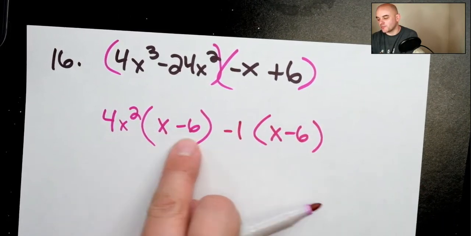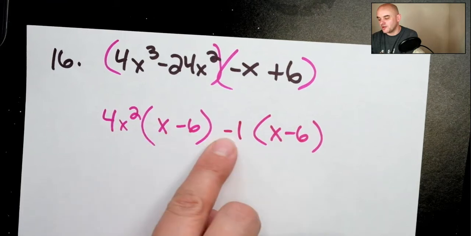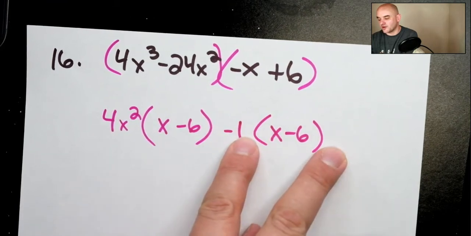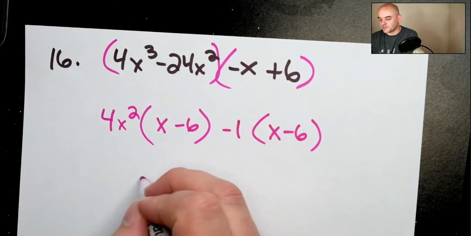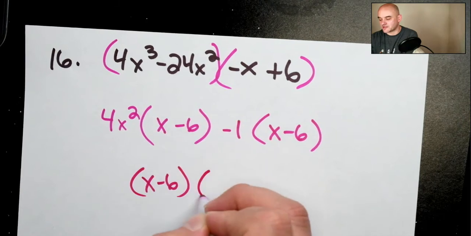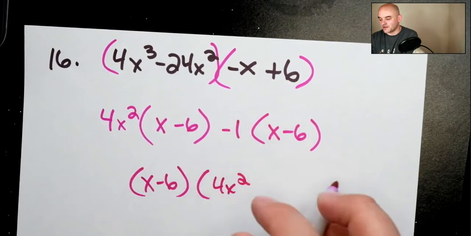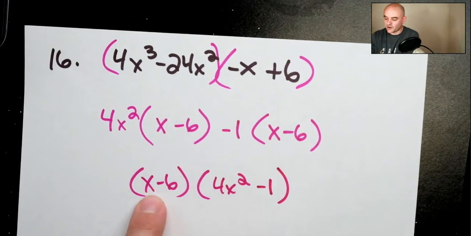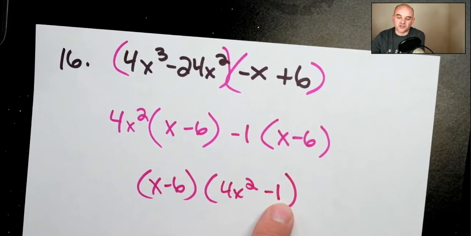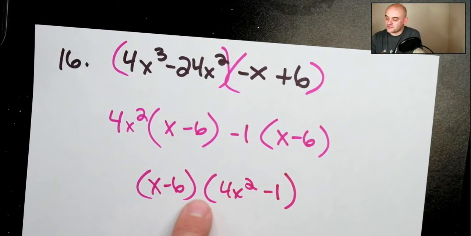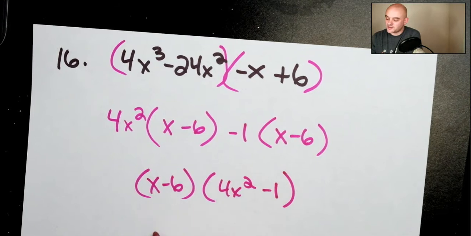Now what I've got is one big binomial. This is one term minus this term right here. And I can factor out the x minus 6. So if I factor out x minus 6, what's left over is 4x squared and a minus 1. Now we don't want to stop here. We want to make sure that we're checking that there's nothing else that can be factored. And on this first one, x minus 6, you can't factor that any further.